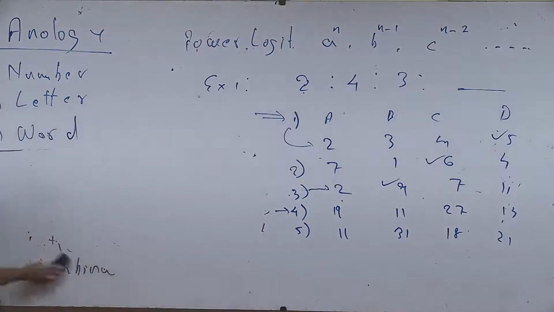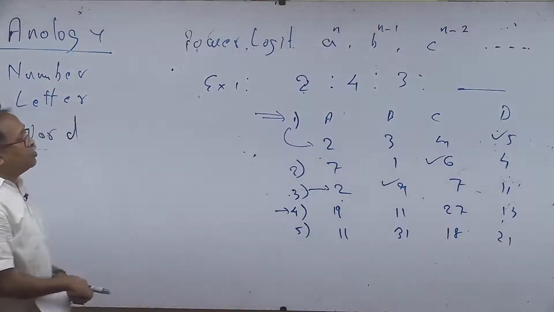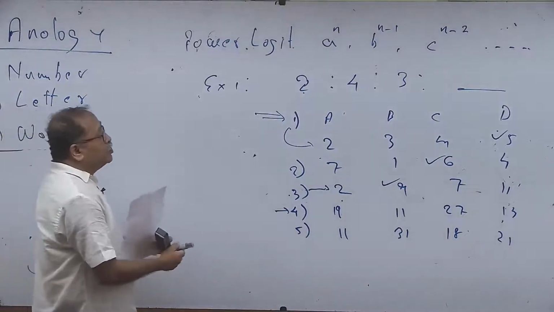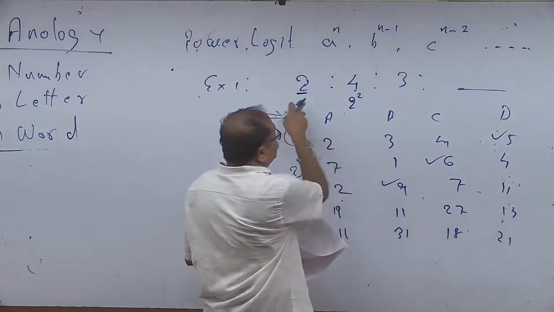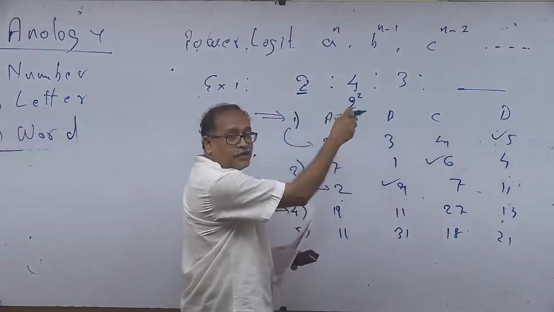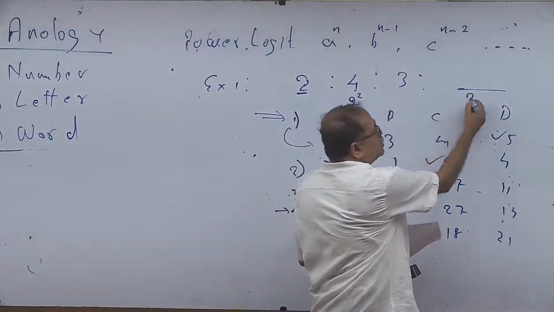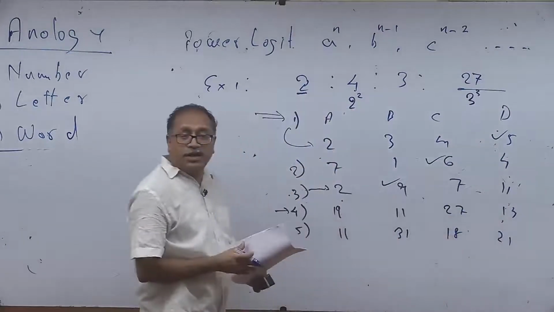Yes, my friends, anyone? 27. Now, allow me to look at the way you looked at it. So, this is 2 and this is 2 to the power 2. This is n, this is n to the power n. In a similar way, this is 3 and this should be 3 to the power 3. In that case, 27 will be the answer.